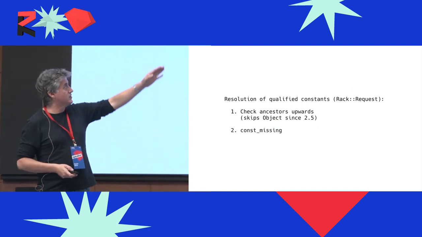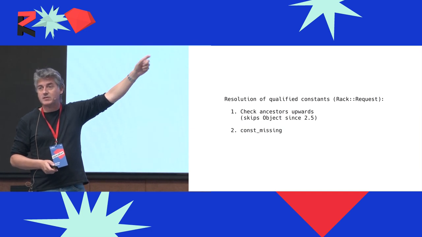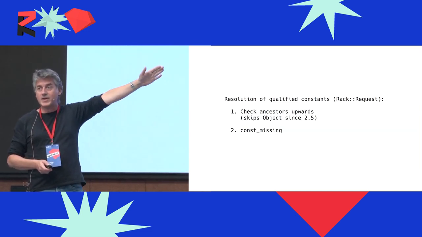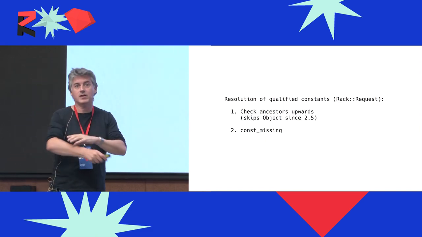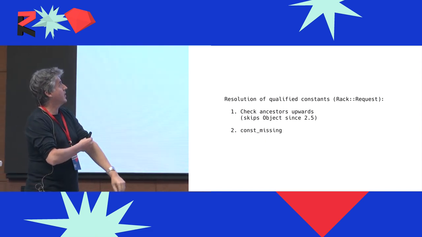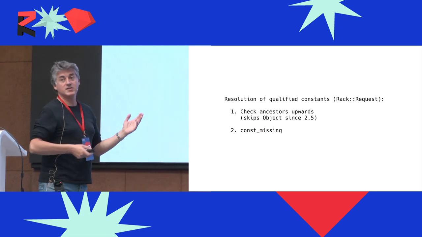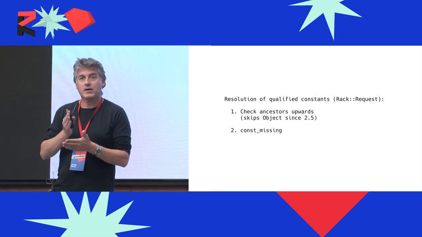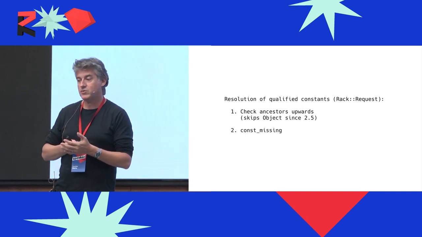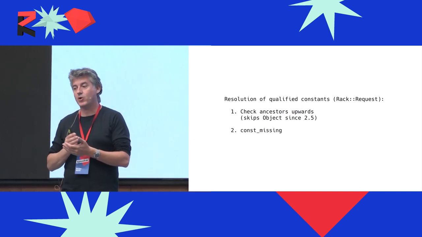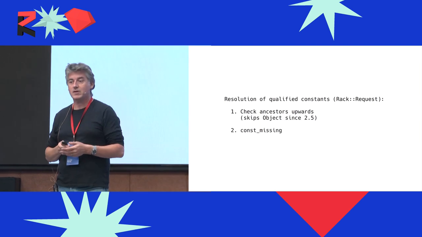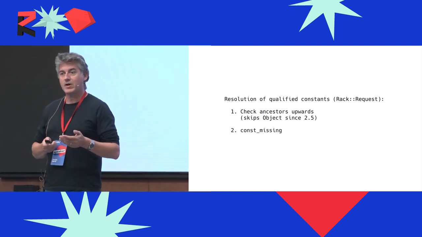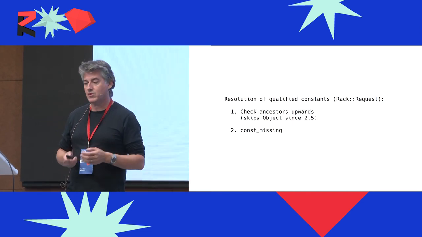Then qualified constants. In Rack::Request, Rack is relative, and it's resolved with the previous algorithm. But Request is qualified, let's say. Let's use that word. So this is easier, okay? You just check the ancestors of Rack upwards. Since 2.5, you skip Object if you have it in the ancestor chain, which is not necessary, but normally you have it. Otherwise, you fall back to const_missing.